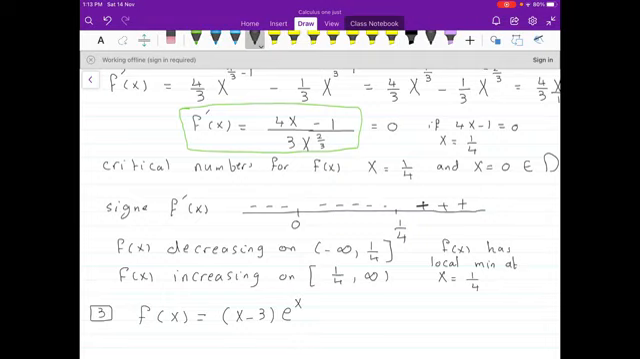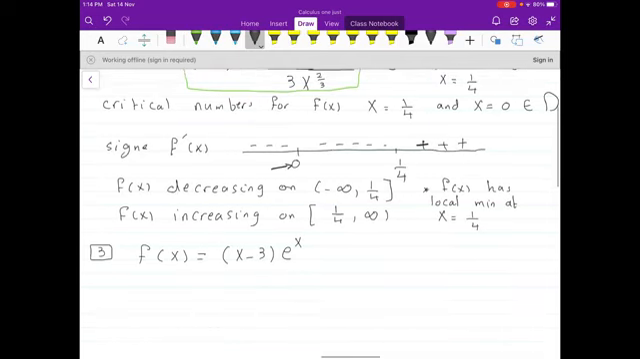Notice, it is not necessary that every critical point has a maximum or minimum at this critical point. Obviously 0 is a critical point, but it has no max and no minimum.